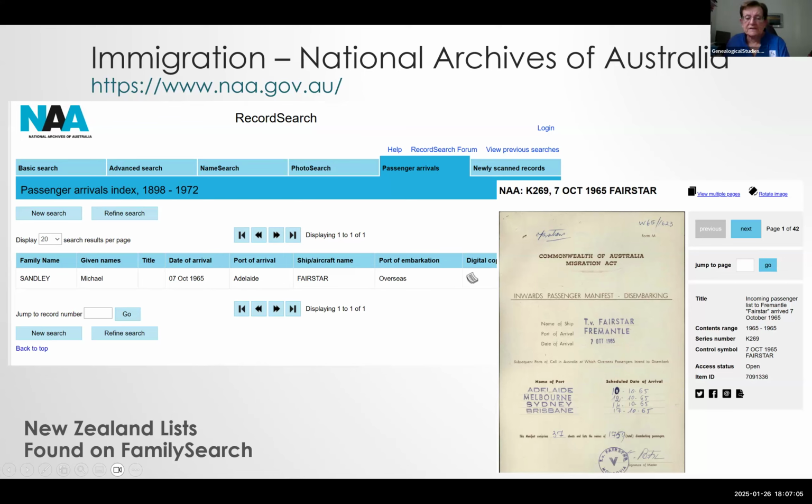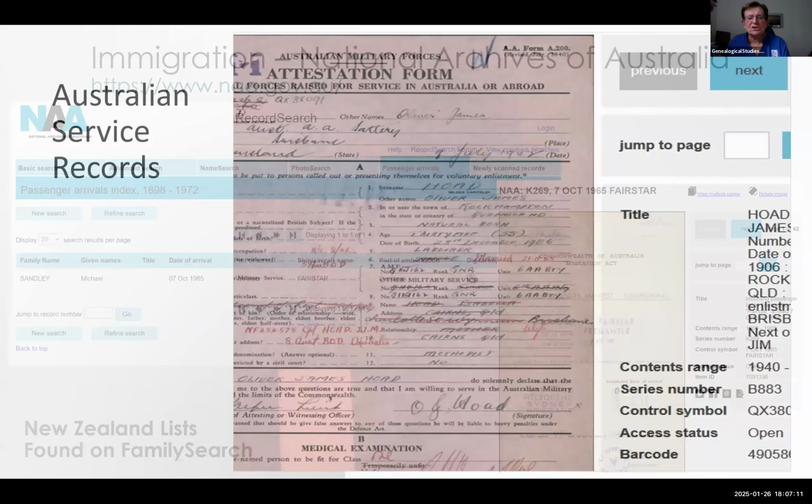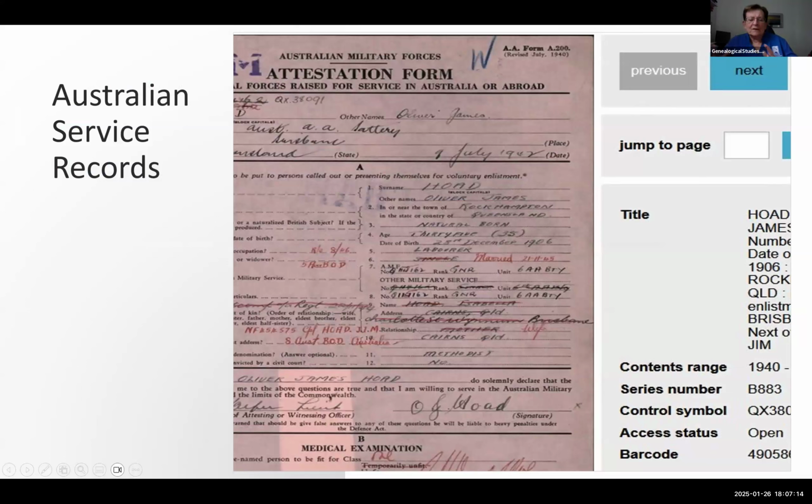New Zealand passenger lists are available on FamilySearch, so all of the passenger lists are there. Another place to look for records would be service records. In particular, World War I and World War II records are available in both Australia and New Zealand. You can look at the whole of the record of Army, Navy, or Air Force, and you can download them and look all through and see how much information has been given in those records.